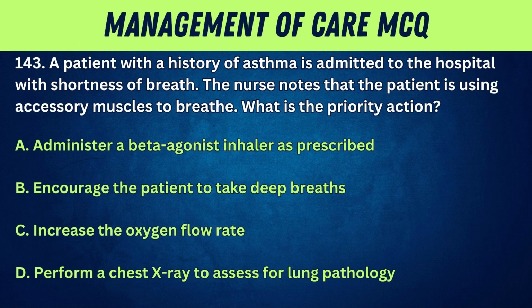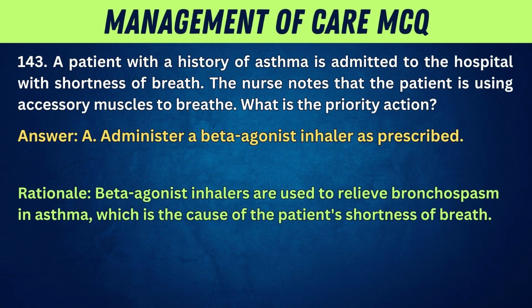143. A patient with a history of asthma is admitted to the hospital with shortness of breath. The nurse notes that the patient is using accessory muscles to breathe. What is the priority action? A. Administer a beta-agonist inhaler as prescribed. B. Encourage the patient to take deep breaths. C. Increase the oxygen flow rate. D. Perform a chest X-ray to assess for lung pathology. Answer: A. Administer a beta-agonist inhaler as prescribed. Rationale: beta-agonist inhalers are used to relieve bronchospasm in asthma, which is the cause of the patient's shortness of breath.